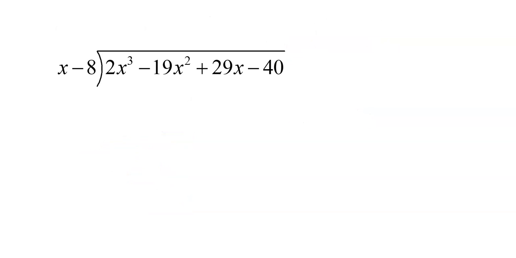All right, whoa, this one looks longer than the previous one. What do I do with this one? Same thing we did before. Start with the leading terms and divide them. So take 2x to the third, divide it by x, and I get 2x squared. So 2x squared goes over here, and I multiply. 2x squared times x is 2x cubed. 2x squared times negative 8 is negative 16x squared.